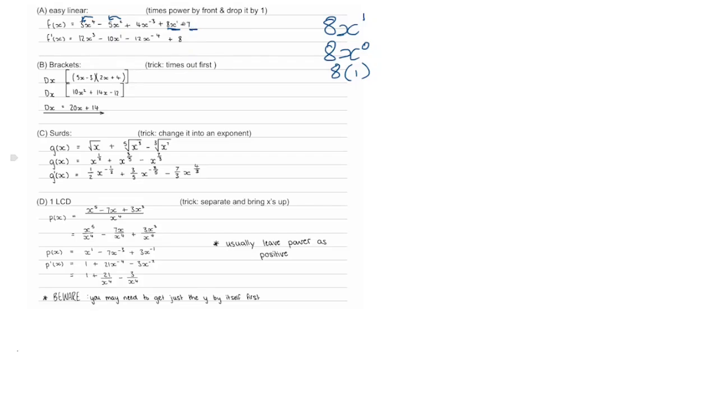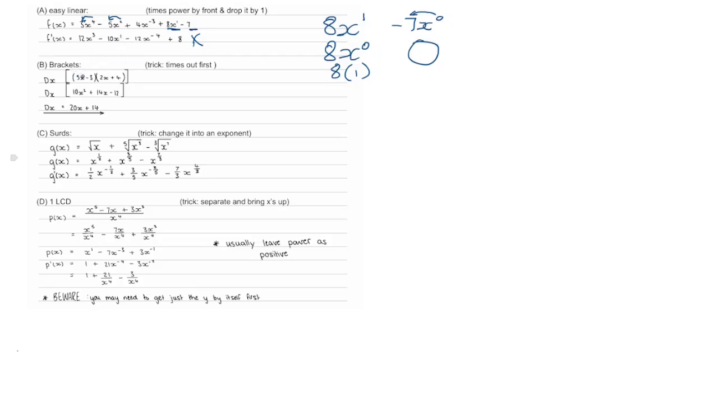Ditto when you've got a constant term like minus 7, there's no x at the moment, so if we had to force an x into the 7, that's what it would have looked like. So if you times the power by the front, you end up with 0, and that's why constant terms won't have a term in the derivative. So that's the easier linear that you keep coming back to.